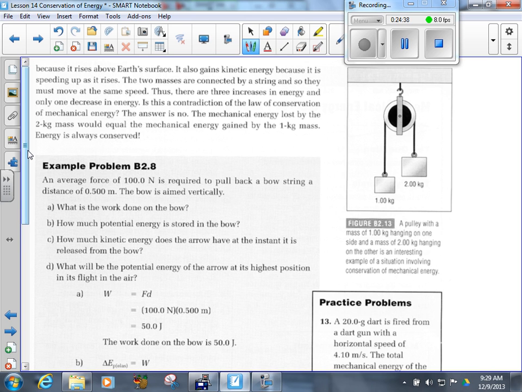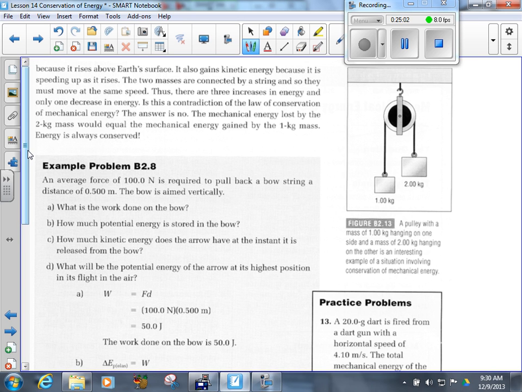So when they see this pulley, they somehow think that magically energy can be created within this system. If I want this pulley system to work, which mass has to be above the other? The 2 kilogram mass or the 1 kilogram mass? The 2 kilogram mass. All right? The 2 kilogram mass is the only mass that can drive the system.